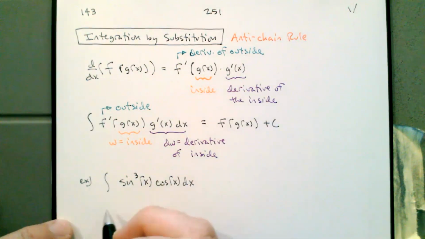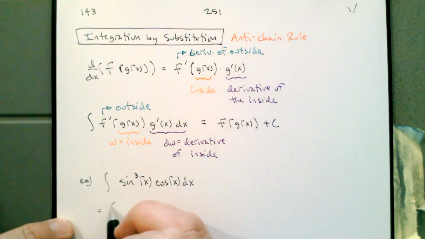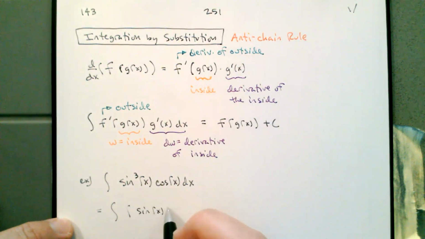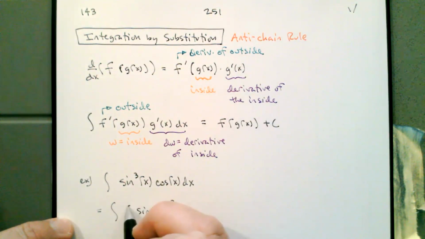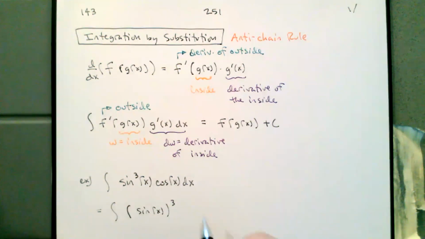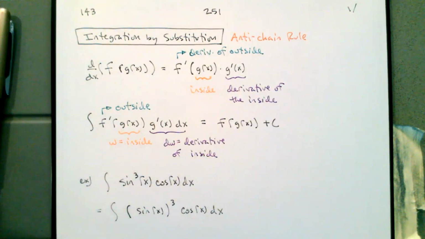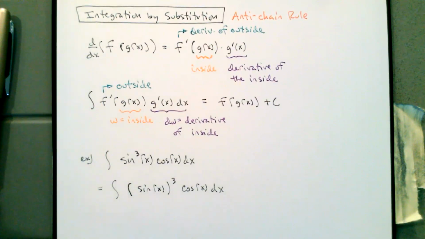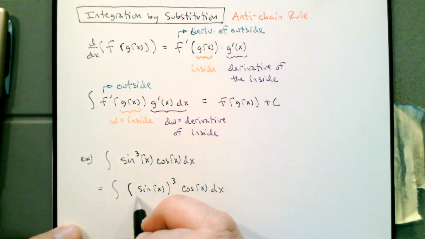When we write sine cubed, remember that this is our shorthand for writing the sine of x, or I should say the cube of the sine of x. So even though we write sine cubed x, we read it as the cube of the sine of x. And so we want to be able to see that as a sine x being inside of a cube. So here's our inside function.